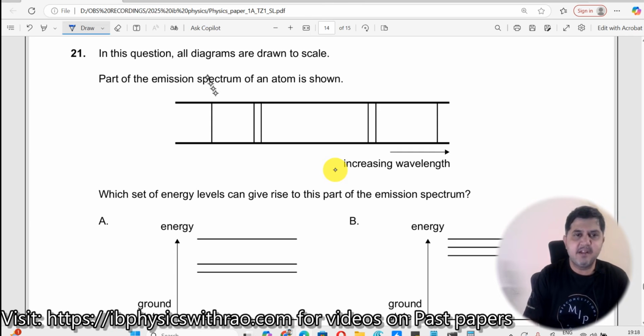Question number 21. In this question, all diagrams are drawn to scale. Part of the emission spectrum of the atom is shown. A very similar question; many times we solve such kinds of questions. Anyway, we solve this. Which set of energy levels can give rise to this part of this emission spectrum?